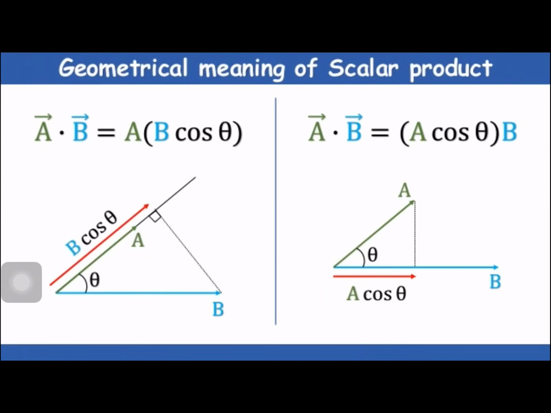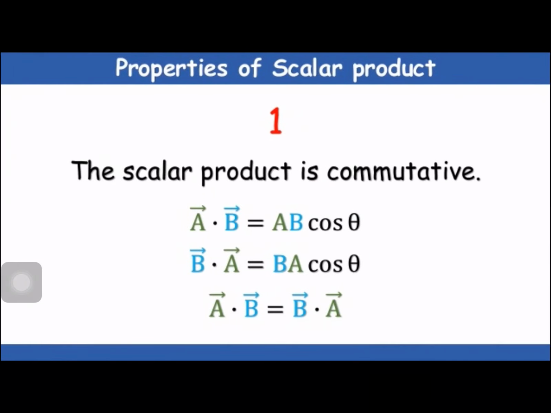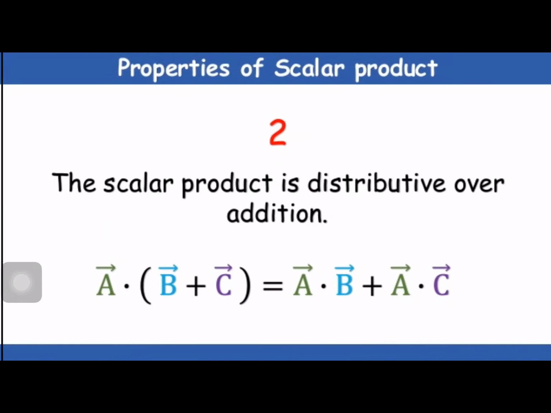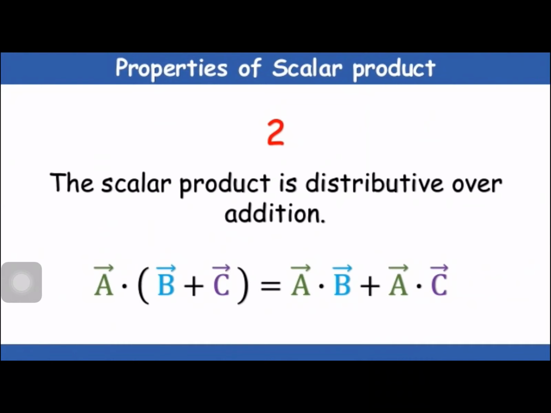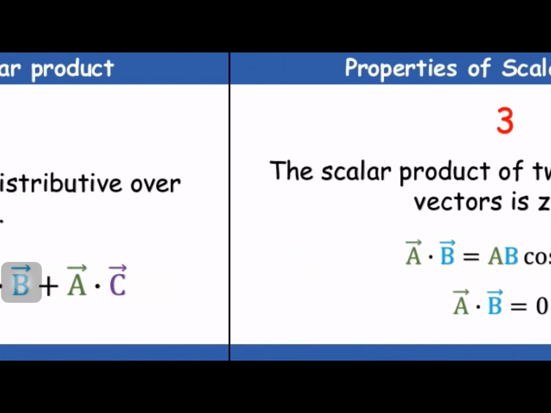A dot B equals A B cos theta, or A dot B equals A cos theta times B. Properties. What are the properties of the scalar product? One is the commutative property: A dot B equals B dot A. And the scalar product is distributive over addition: A dot (B plus C) equals A dot B plus A dot C.